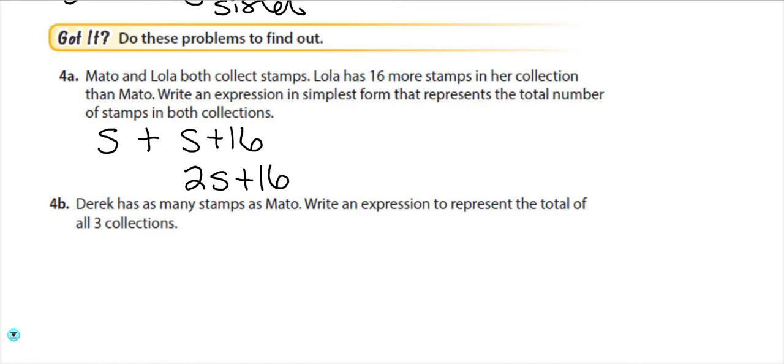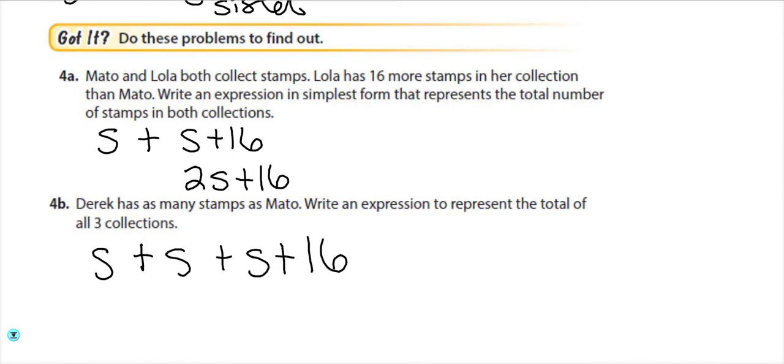All right, now let's take a look at 4B. So if you didn't do 4A by yourself, go ahead and pause it and try 4B. Okay, let's take a look. So it says Derek has as many stamps as Motto. Write an expression to represent the total of all three collections. Okay, so we said that Motto had S. Derek has the same amount, so he'll be S as well. And then we have Lola, she has S plus 16.